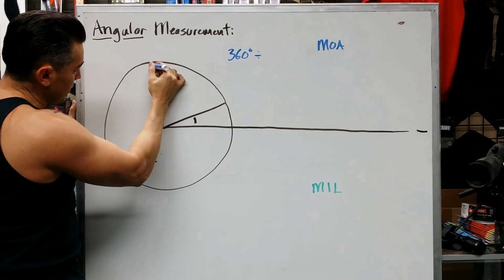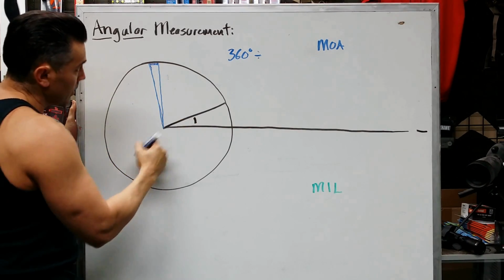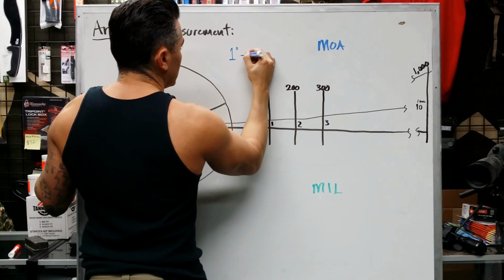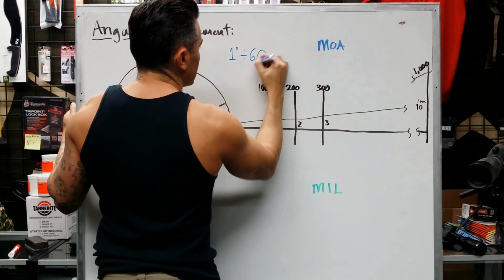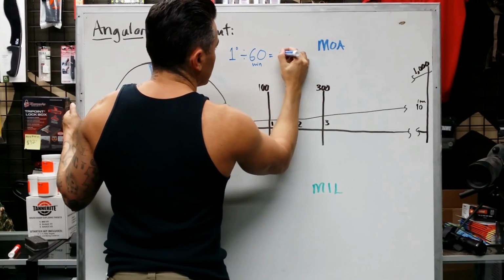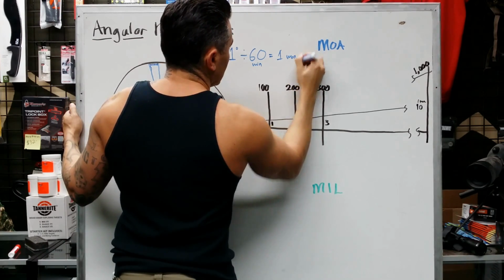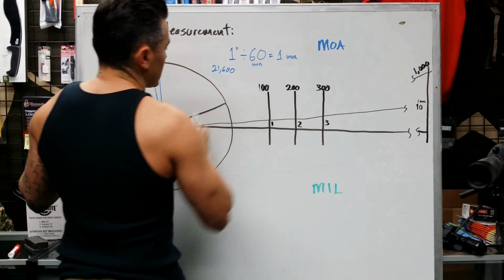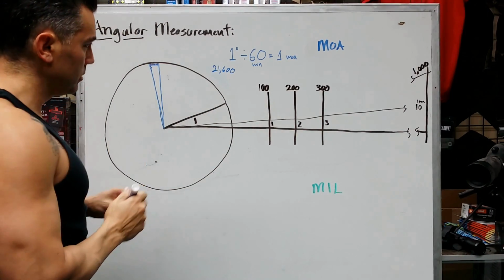You get very thin angles. So 1 degree divided by 60 minutes equals 1 minute of angle. There are 21,600 minutes per full circle.